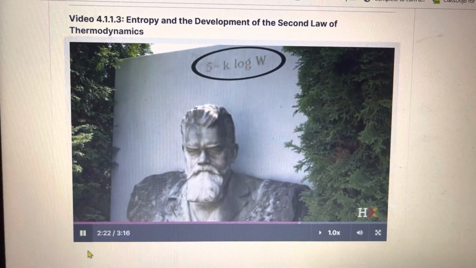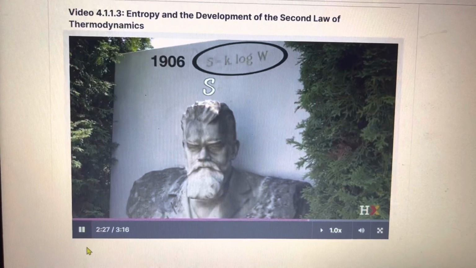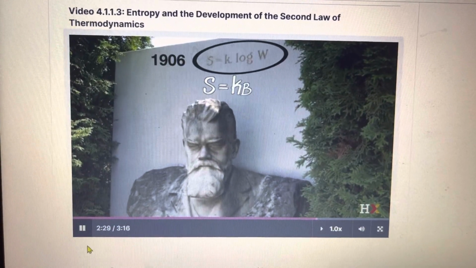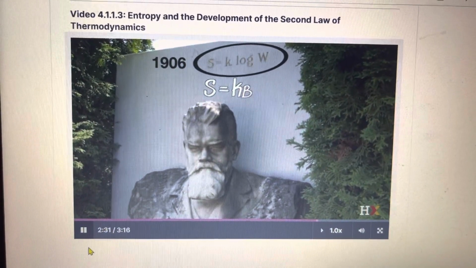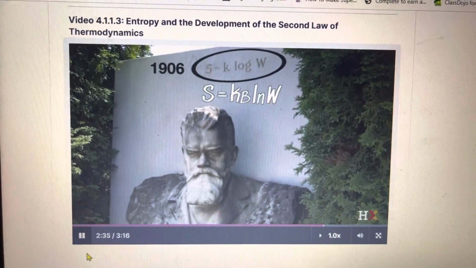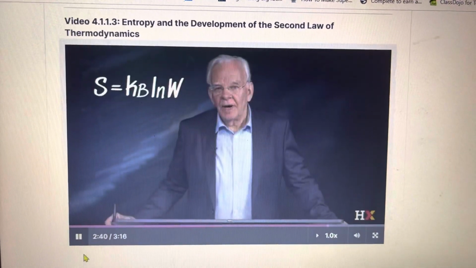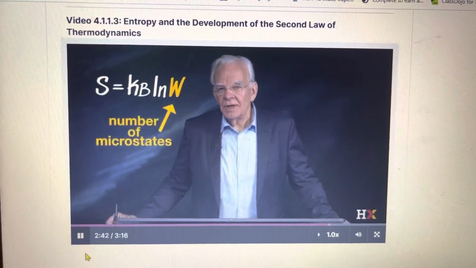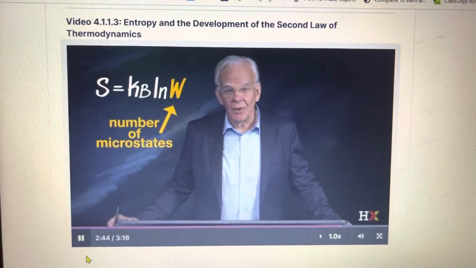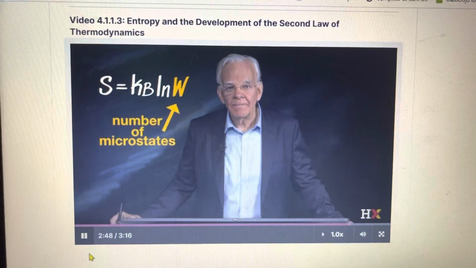Well, that was 1906. We write that mathematically now as k_B, Boltzmann's constant in his honor, times the natural log of W. And it turns out that W is the number of microstates in a particular molecular ensemble. And we'll see in just a moment how important microstates are.